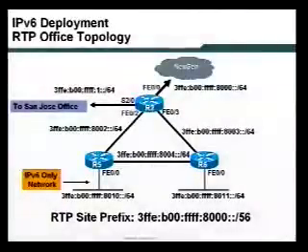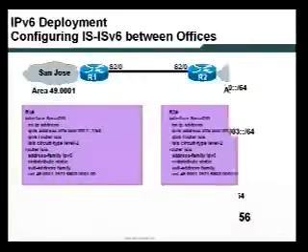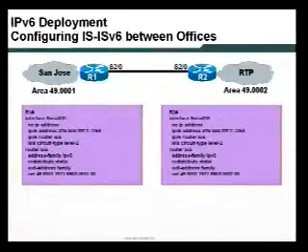RTP side, configured in a similar way. We have a different prefix here. We assign that prefix with /64 throughout the routers, and we're going to enable ISIS as well. In between the 2 sites, we choose to have a link that runs ISIS at level 2. As you can see, we enable the circuit type on the serial 2/0.